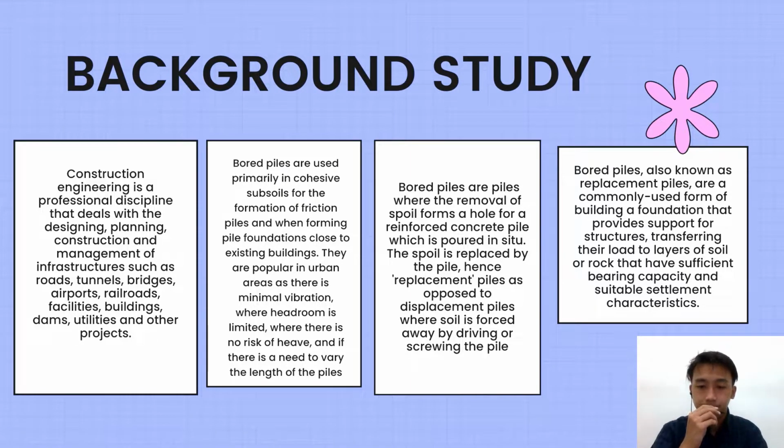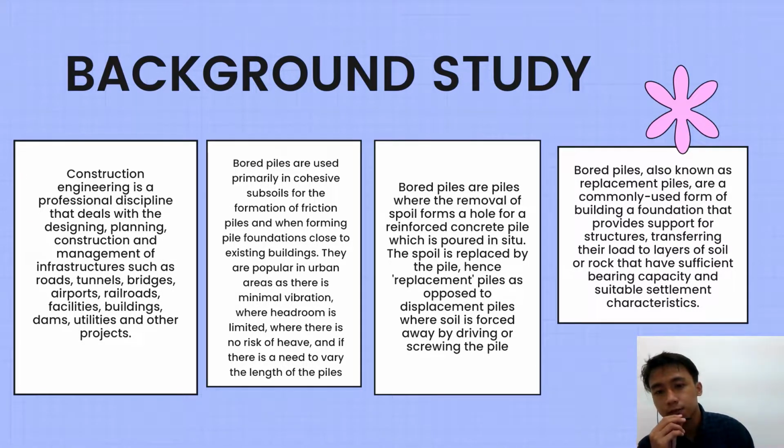So, commonly, bore piles are used primarily in cohesive subsoil for the formation of friction piles and when forming pile foundations close to existing buildings. Number two, bore piles are piles where spoil is removed from a hole for a reinforced concrete pile which is poured in situ. And the last one, bore piles, also known as replacement piles, are a commonly used form of building foundation that provides support for structures, transferring their load to a layer of soil.